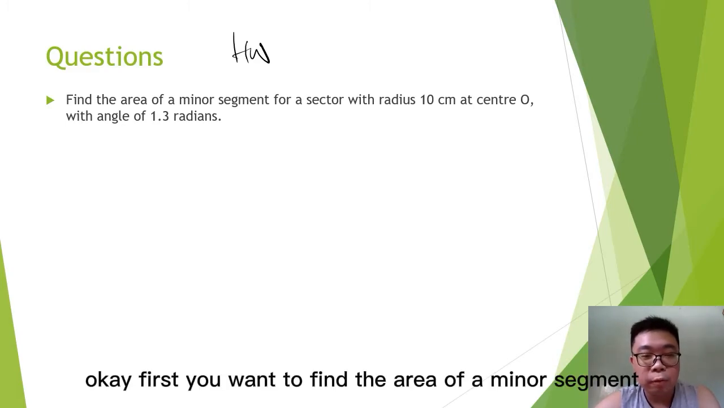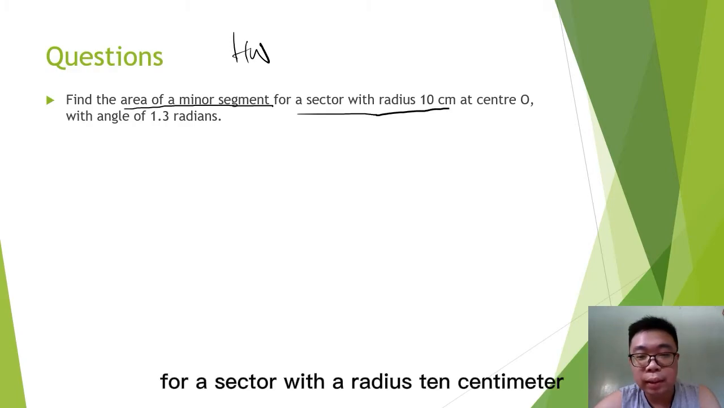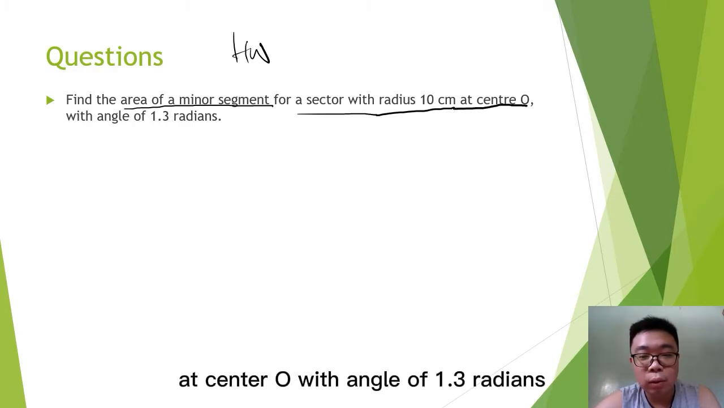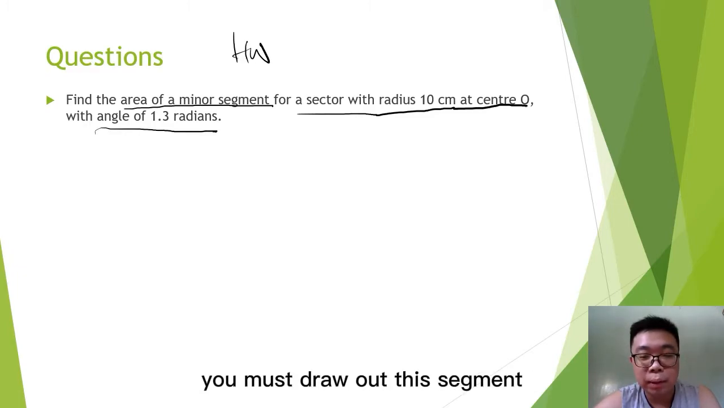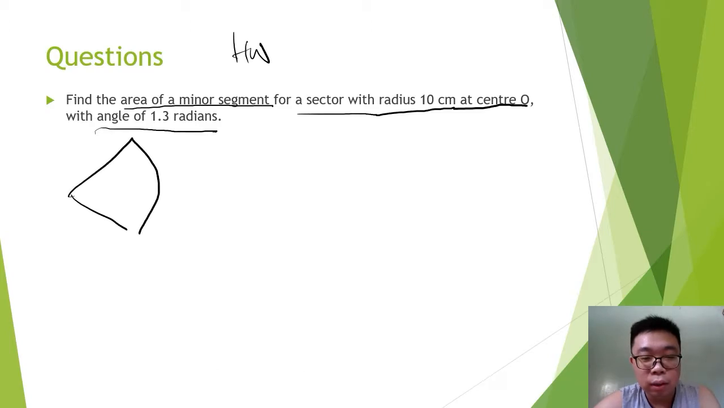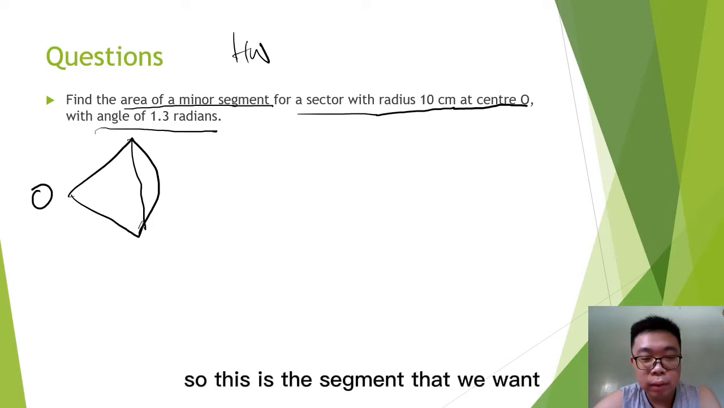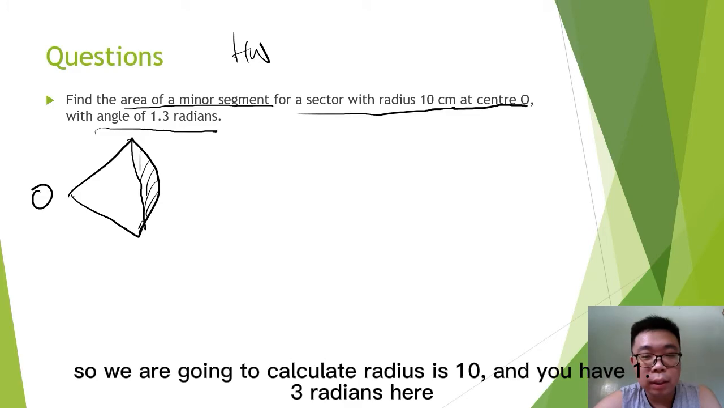Okay, first you want to find the area of a minor segment for a sector with a radius 10 cm at center O with angle of 1.3 radian. Okay, so if you cannot see your segment, you must draw out this segment. So we will draw out this segment. This is your sector, and then this is center O, and you have the segment. So this is the segment that we want. Okay, so we are going to calculate radius is 10, and you have 1.3 radian here.